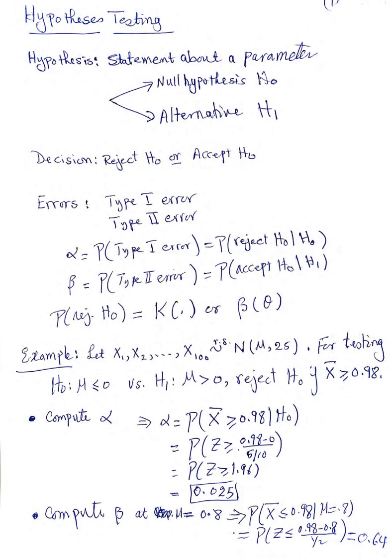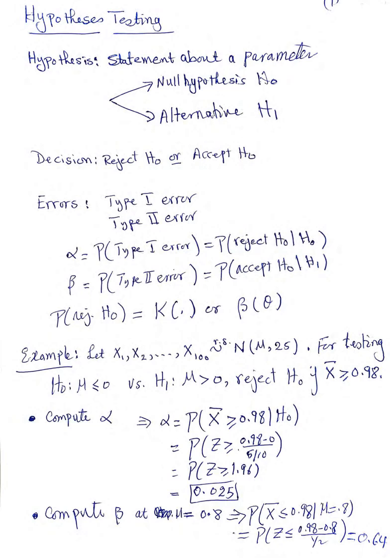Therefore, you have two types of error. The first one: either you reject H0 given H0 is true, or accept H0 given H1 is true. We measure these errors by their probabilities. The first probability is alpha, called the significance level. It is the probability of type 1 error, the probability of rejecting H0 if H0 is true. And beta is the probability of type 2 error, the probability of accepting H0 given H1 is true.